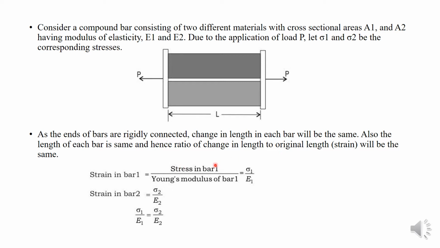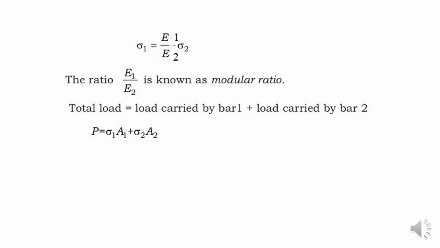So the strain in bar 1 can be written as sigma 1 by E1, and the strain in bar 2 can be written as sigma 2 by E2. So sigma 1 by E1 is equal to sigma 2 divided by E2. From that we can make a relationship between sigma 1 and sigma 2. That is, sigma 1 divided by sigma 2 equals E1 divided by E2, where E1 by E2 can be termed as modular ratio.